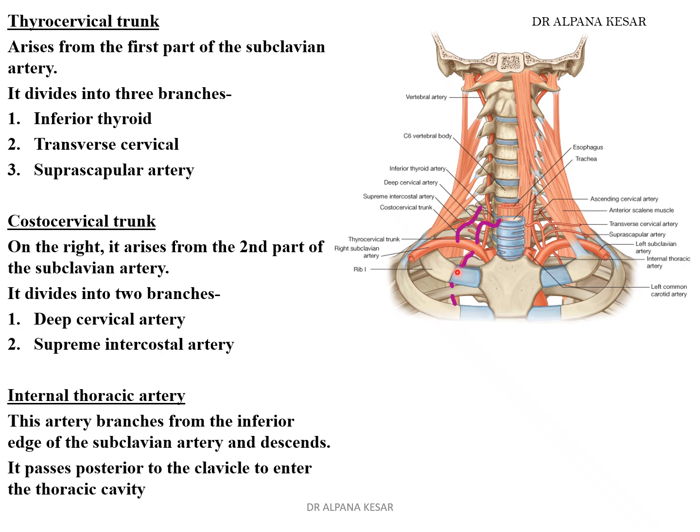Internal thoracic artery. This is the only branch of the subclavian artery that arises from its inferior border. This artery descends in the thorax and passes posterior to the clavicle to enter the thoracic cavity.